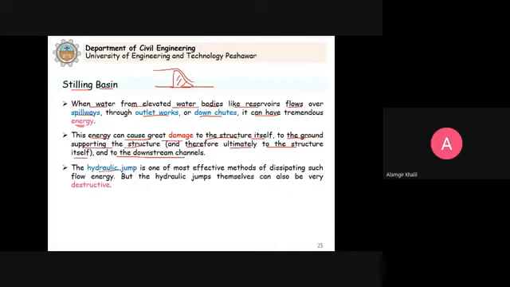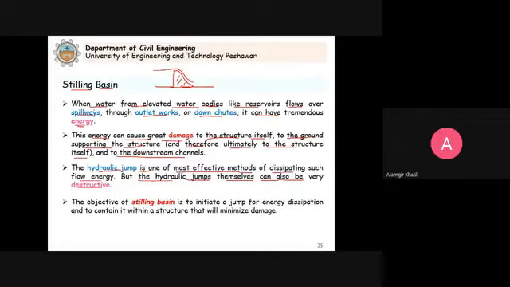The hydraulic jump is one of the most effective methods. This is not the only method, but it is one of the most effective methods of dissipating such flow energy. But the hydraulic jumps themselves can also be very destructive. So what we do is provide a stilling basin. The objective of the stilling basin is to initiate a jump for energy dissipation and to contain it within a structure that will minimize damage. So downstream of the hydraulic jumps, we provide these stilling basins.